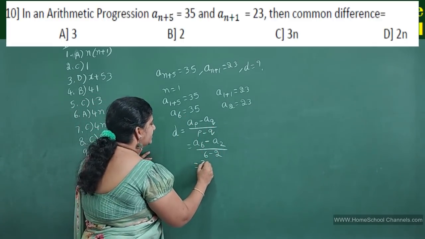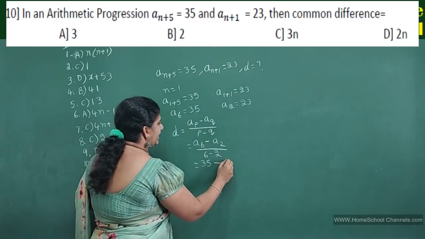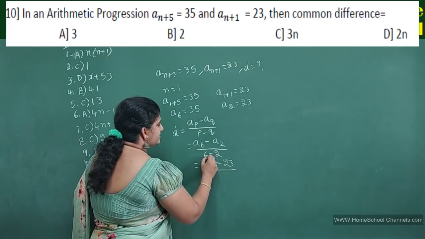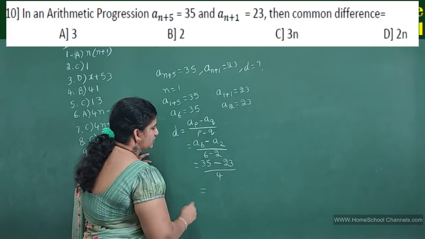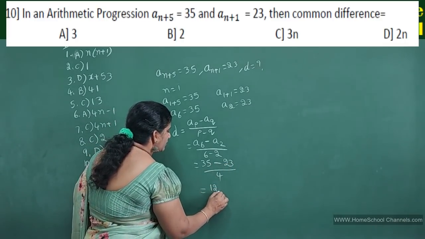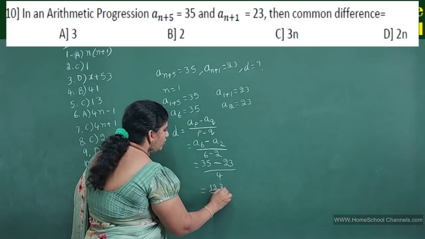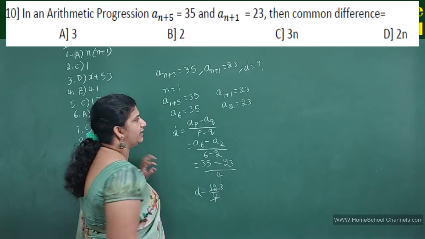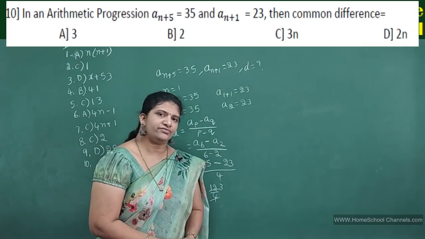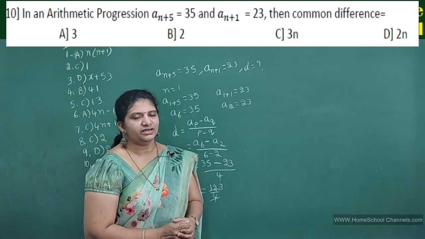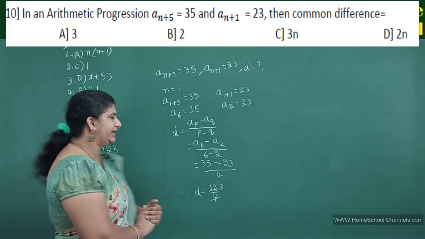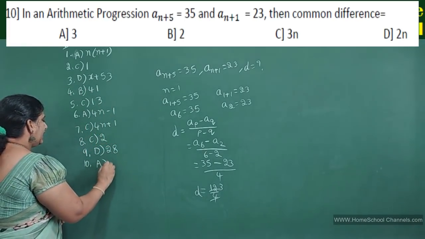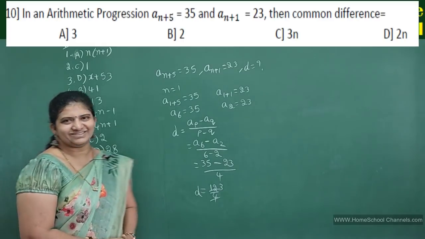The a6 value is 35 minus the a2 value, 23. 6 minus 2 is 4. 35 minus 23 will be 12. 12 by 4, 4 threes are 12. Therefore, the common difference is 3. For the options, option A, 3 is the right answer.